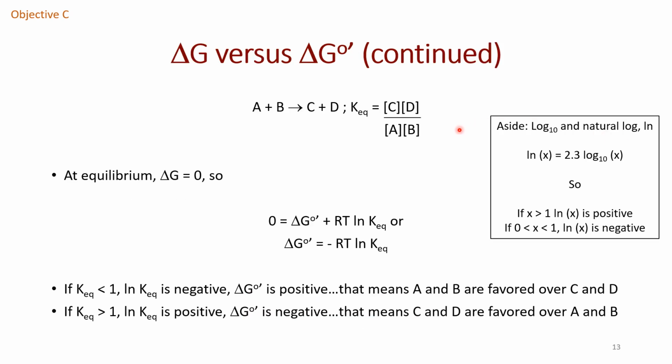Okay, so what does this really mean? For a reaction A plus B goes to C plus D, the equilibrium constant is going to be what's on the right divided by what's on the left. So the concentration of C times the concentration of D divided by the concentration of A times the concentration of B. That's the equilibrium constant.